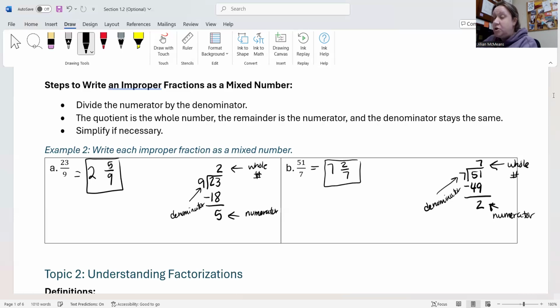So make sure you know how to convert between improper fractions and mixed numbers. It will for sure come up with fractions, okay?